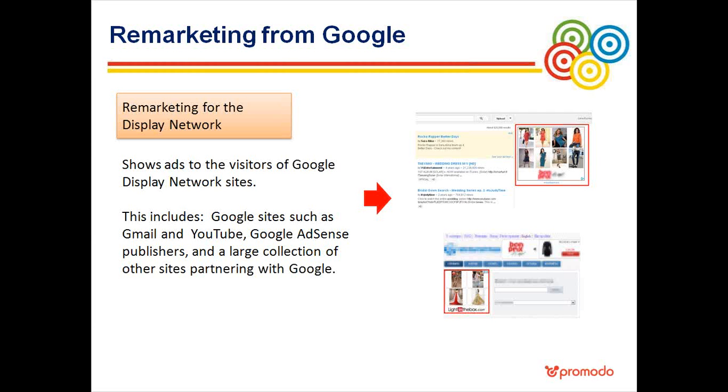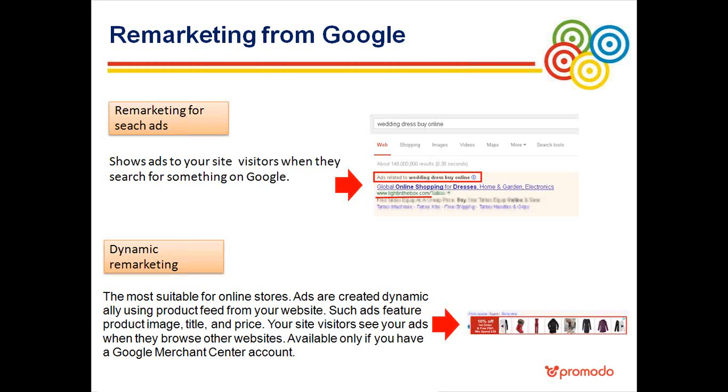And secondly, it is a large network of Google Ads and publishers and sites which partner with Google. So whenever you go to whatever site you go or visit, you might see these ads. This is a very popular type of remarketing as for today. Then remarketing for search ads.